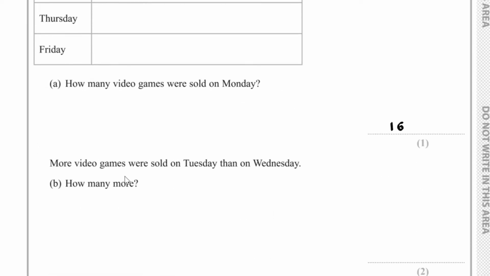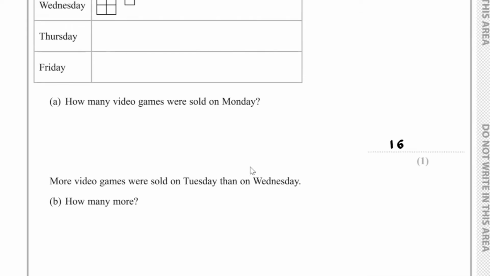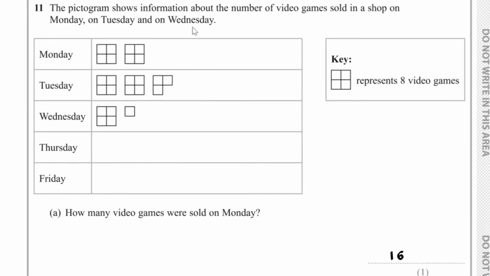Then, more games were sold on Tuesday than on Wednesday. How many more? Well, on Monday, we've got 16. Tuesday, we've got 8, 16. And then each little one will equal 2. So we've got 2, 4, 6, plus the 16, which is 22. And here we've got 8 plus 2, which is 10.